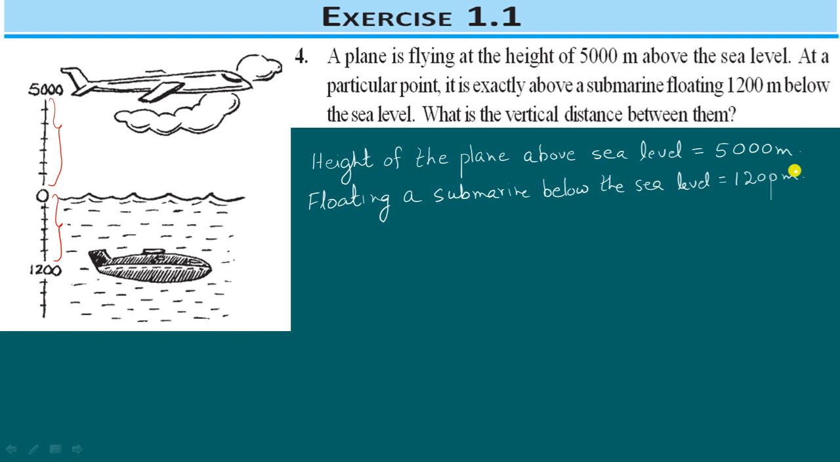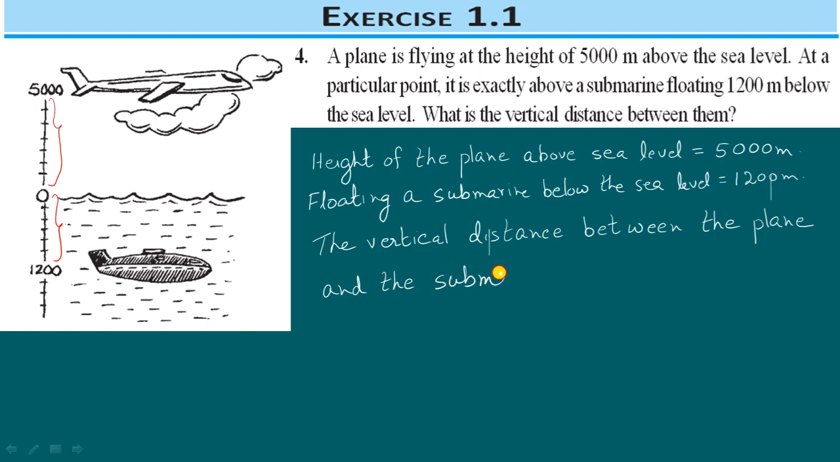Therefore, the vertical distance between the plane and submarine, this distance plus this distance, is equal to 5000 plus 1200 meter, that is equal to 6200 meter, right? What is the vertical distance between them?